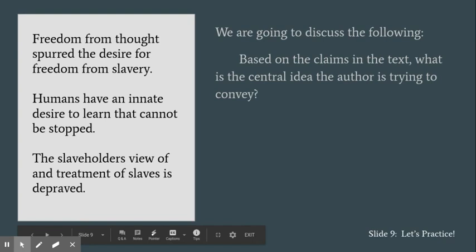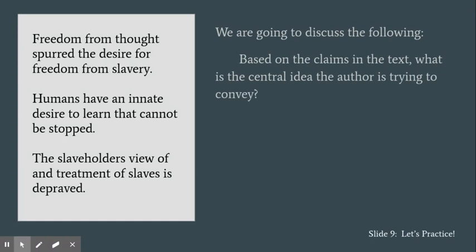So claims, if you'll remember, are supported by supporting evidence from the text. Just as claims are supported by supporting evidence from the text, the central idea is supported by claims. In fact, we can look at claims to sometimes build and construct the central idea that the author intends in the passage. So I want you to follow the directions on the slide. We're going to discuss the following. Based on the claims in the text, what is the central idea that the author is trying to convey?